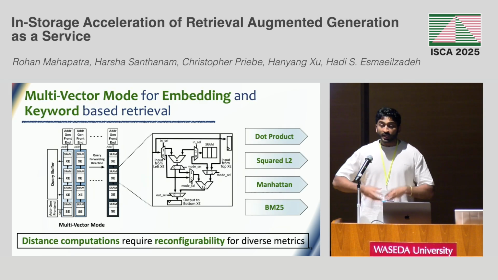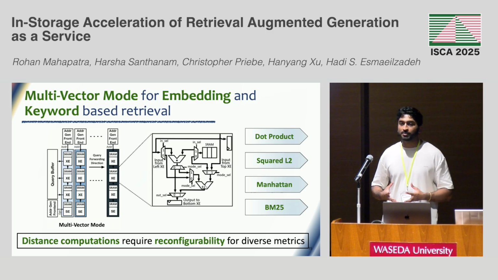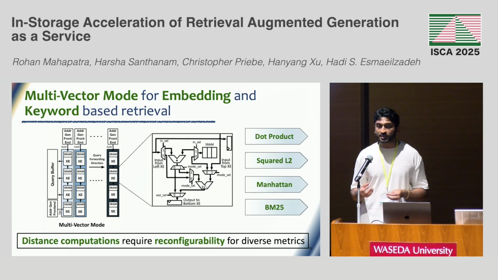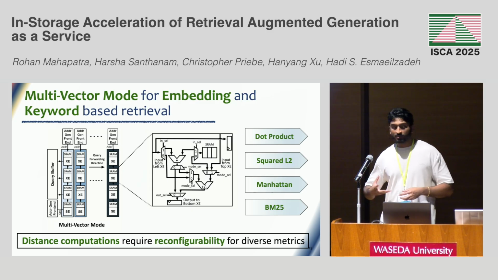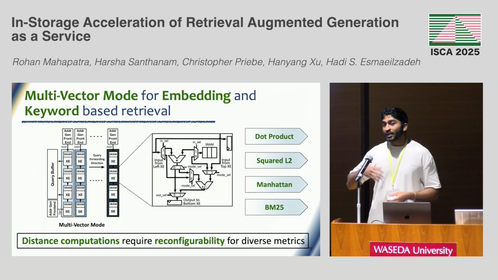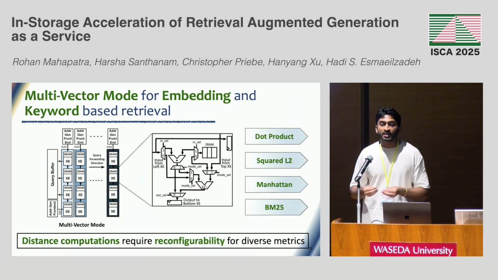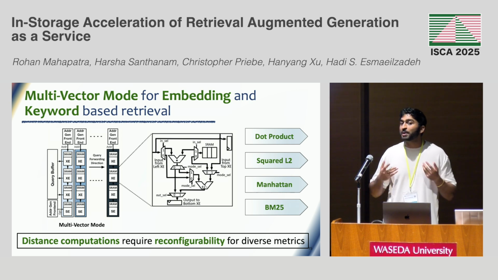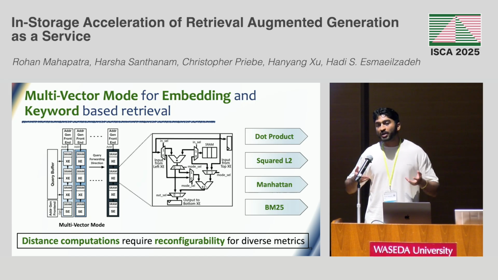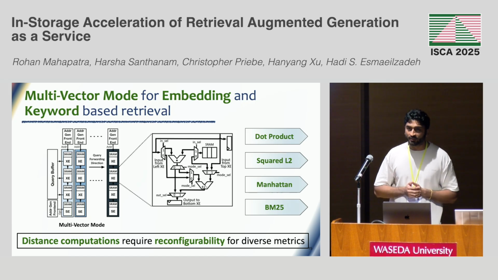Multi-vector mode is used for both embedding-based and keyword-based retrieval. Specifically, it's used for the distance computations between the document embeddings and the query embedding. Now, even within these distance computations, we need a level of reconfigurability because we have to support a bunch of different distance metrics, like the dot product, square L2, Manhattan, and BM25.